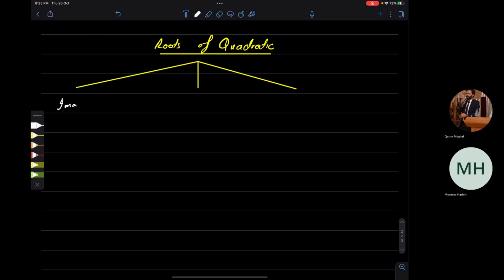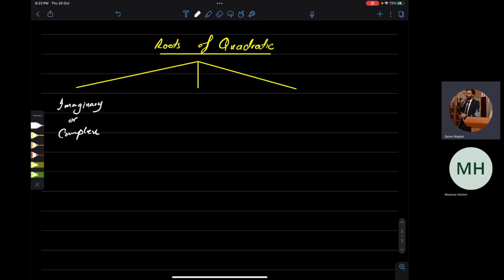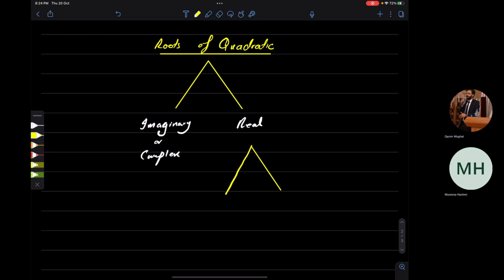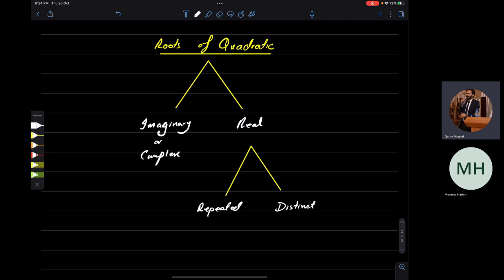One of them is imaginary, or you can also call it complex roots. Actually, wait, sorry. So there are two major divisions. One is imaginary roots or complex roots, and the other one is real roots. Then real roots have two further types, and they are basically called repeated and then distinct. Okay, a repeated root and distinct roots.